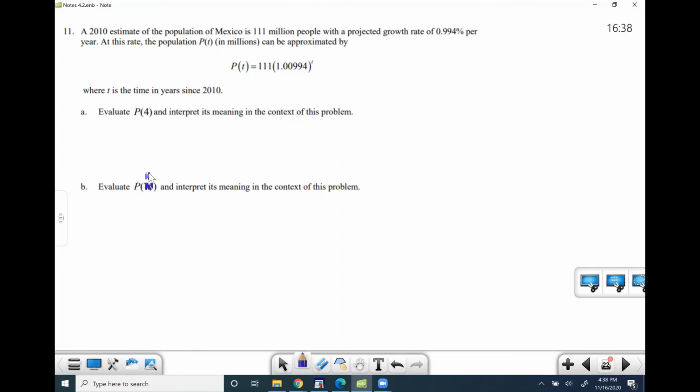Okay. All right. So P of 4. Okay, take 4, plug it in. Let's see what we get. So we got to do 111 times this guy. Boy, this is gnarly, huh? To the 4th power. All righty. Calculator time. 111, 1.00994 to the 4th. Okay, this is what I'm getting. It doesn't say where to round it, huh?